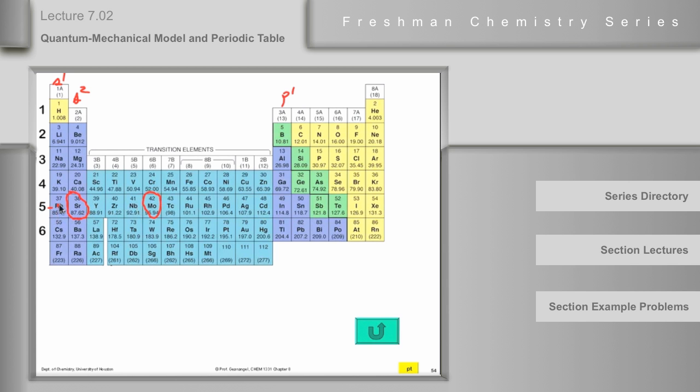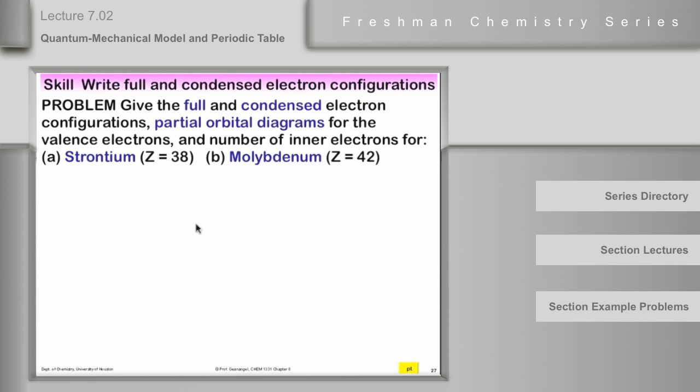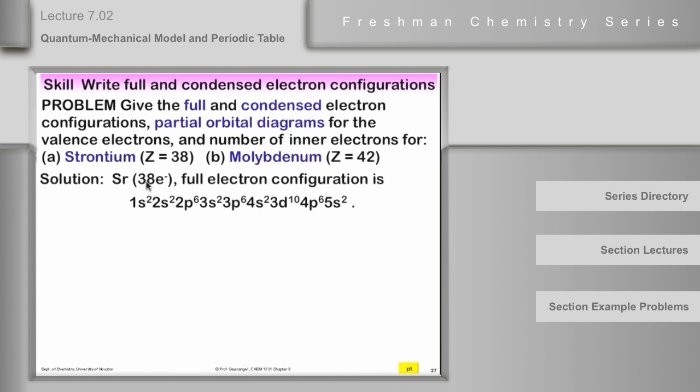And strontium looks like it will have 2 s electrons of the 5s variety. So we know something about it. Molybdenum, on the other hand, is right below chromium, so it's going to have the same exceptional pattern that chromium does. Okay, so let's erase this, go back, and look at the electron configurations.